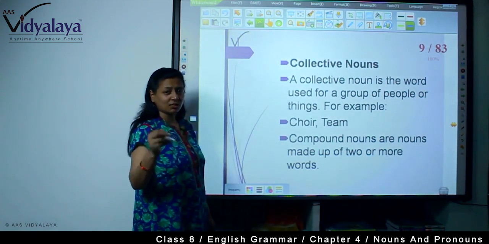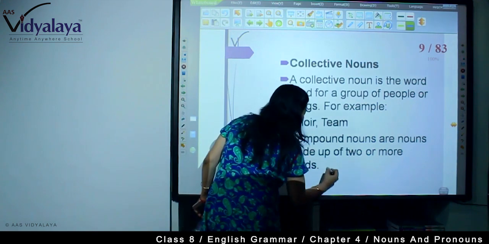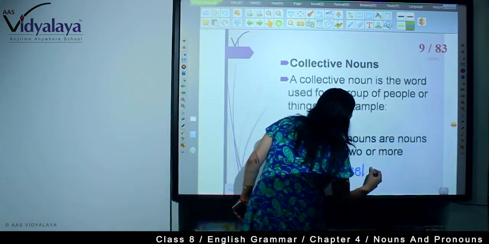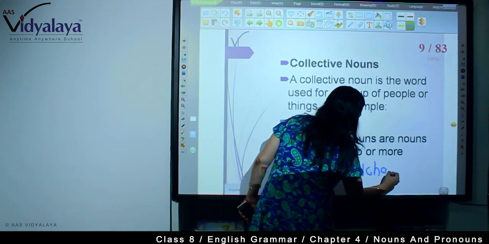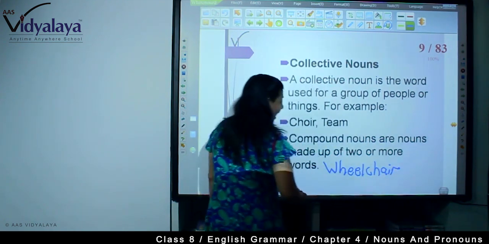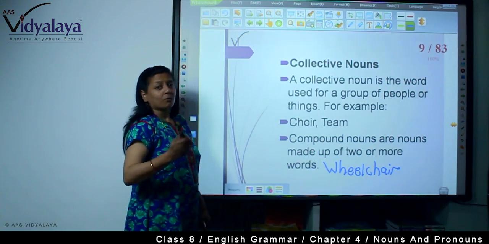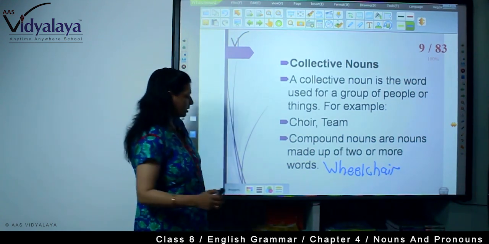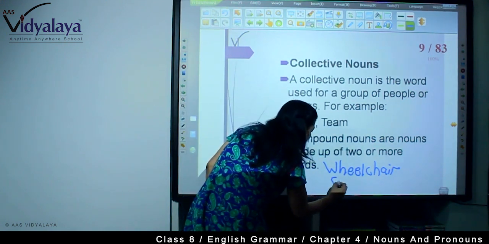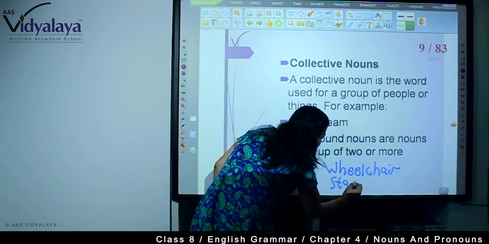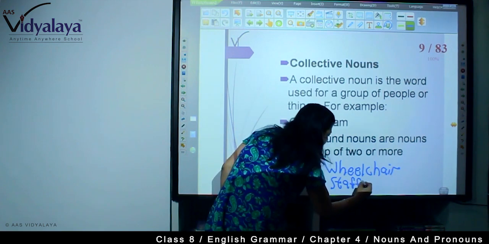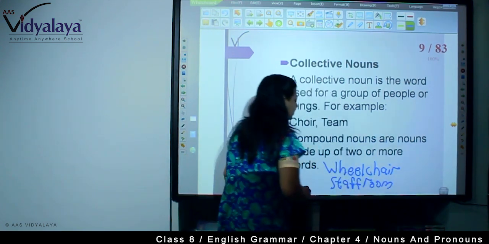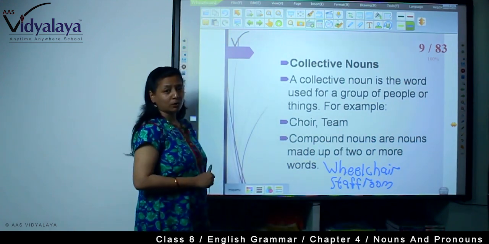Just as wheelchair, here we can see another word, wheel chair. Then blackboard, right? Staff room. These are all compound nouns. Wheelchair, staff room.